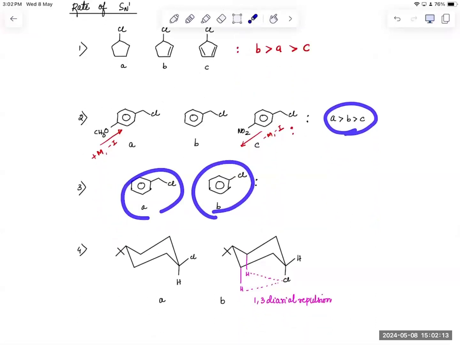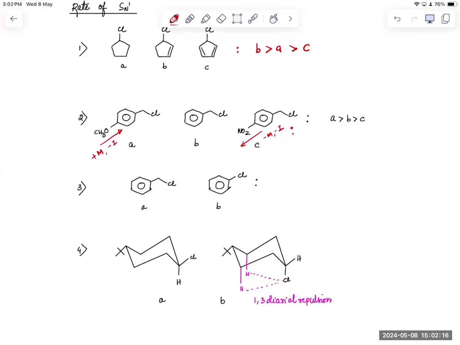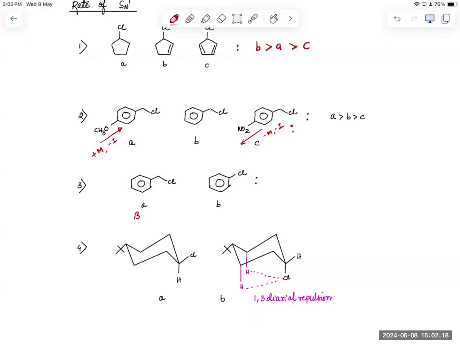Between A and B, you will notice that A is better because this is a benzyl carbocation, while this is a vinyl carbocation. Between benzyl and vinyl, A is greater than B.